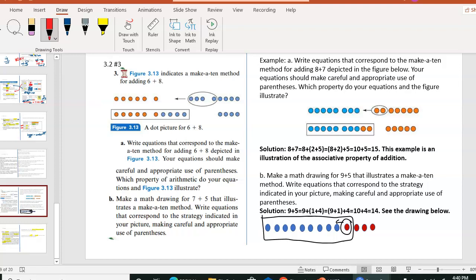Section 3.2, homework problem number 3. So here I have a similar example. We have some blue circles, and then we have some orange circles. So here, in my case, I have 8 plus 7. In your case, you have 6 plus 8.